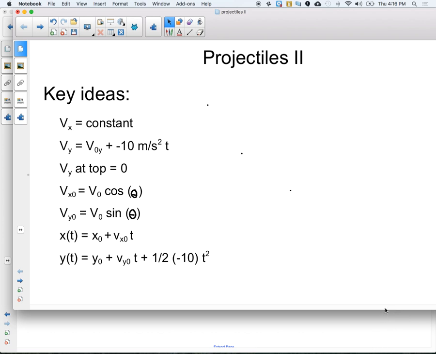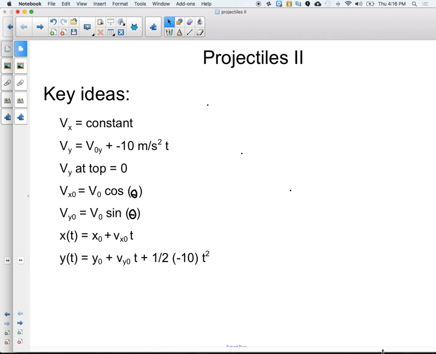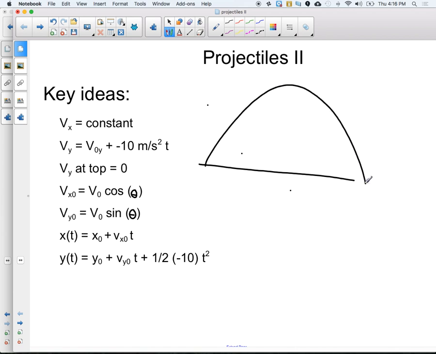Okay, we're going to talk about projectiles now, part two. When we do projectiles, what we're talking about is if I have the ground and then I launch something and it makes a parabolic path. There's a couple things we need to define. First is the initial angle and the initial velocity that the projectile takes off at, which we typically call v sub 0.